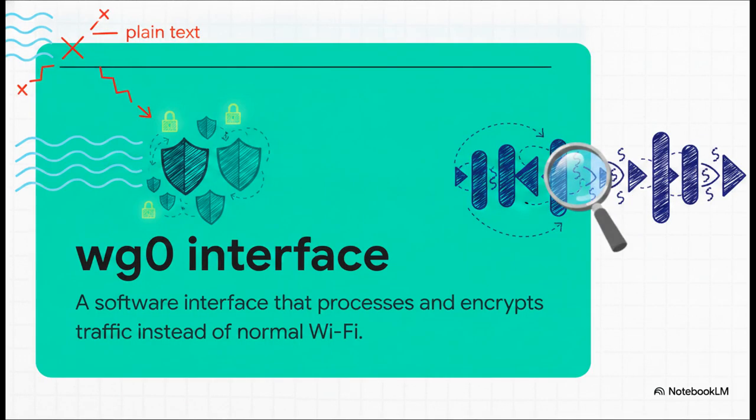So where is it redirecting them? Well, it sends them to the wg0 interface. Now, wg0 isn't a physical piece of hardware. It's a virtual, entirely software-based network interface running right there on your device. Its entire reason for existing is to process and encrypt traffic instead of just blindly blasting it out over your local network. When the OS redirects our vulnerable plaintext packet to wg0, we officially enter stage 3, encryption.